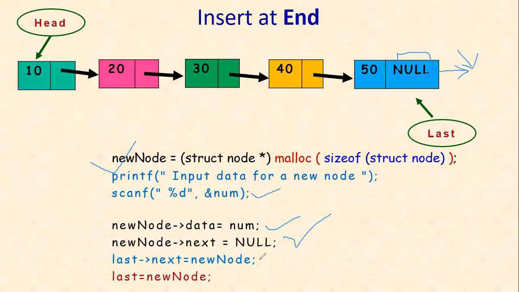So I write last next is equal to new node, to establish this link between the last node and the new node. Now what is the last node? The new node which is created recently is the last node. So last is equal to new node. Now last points to the new node. You can see that in the graphics here.